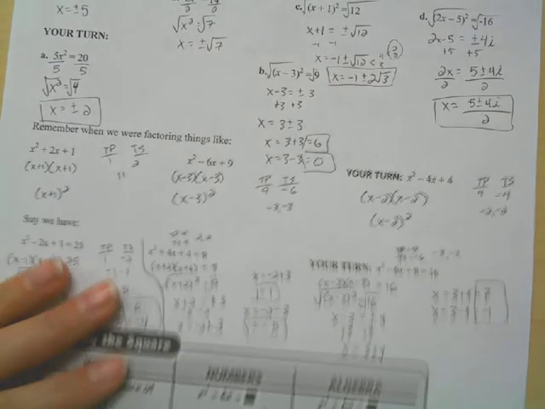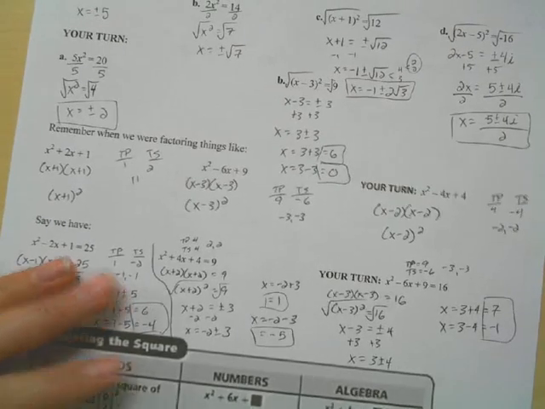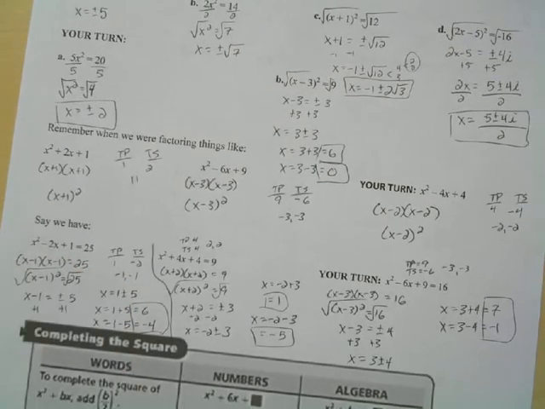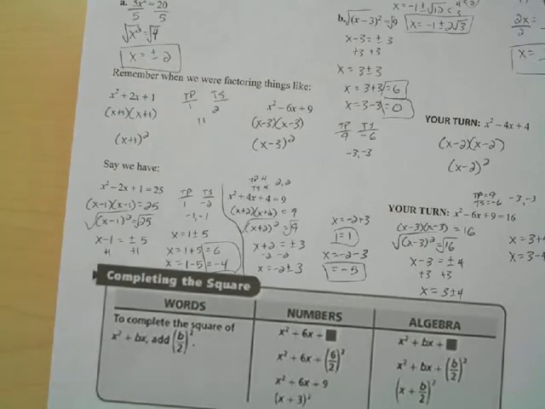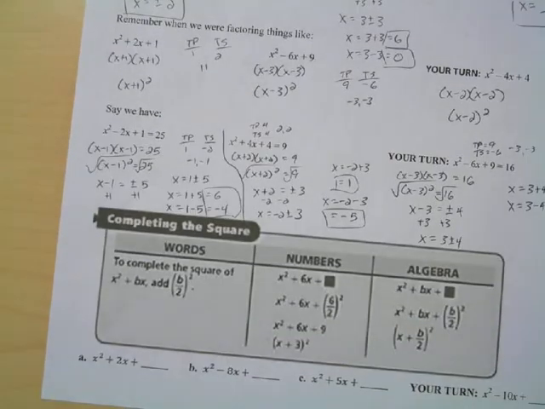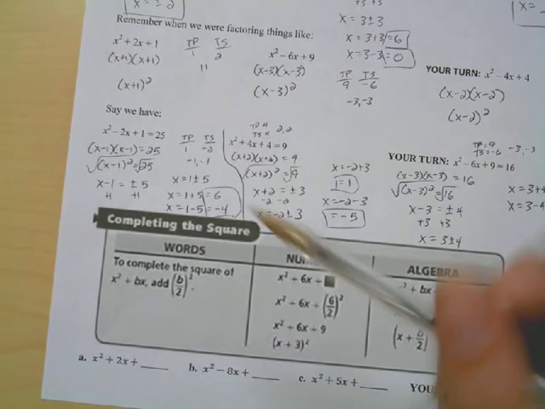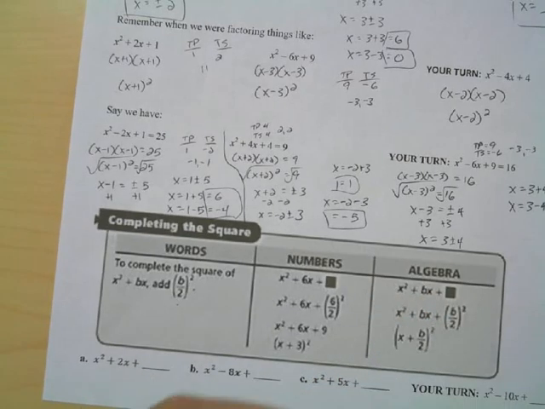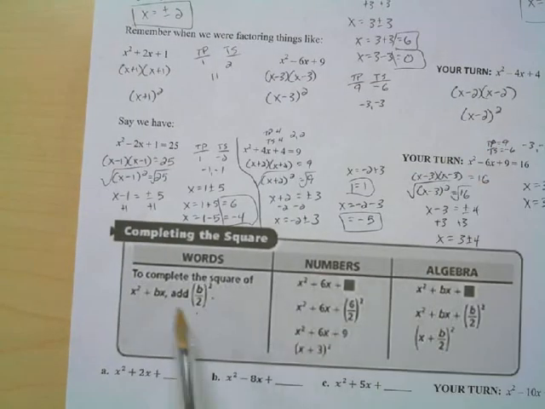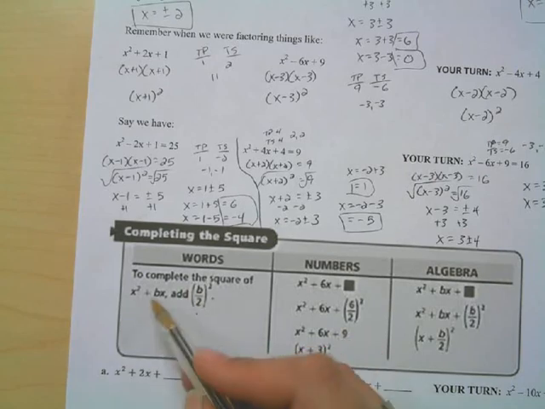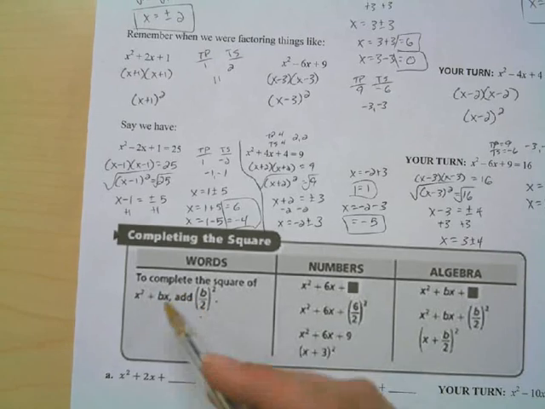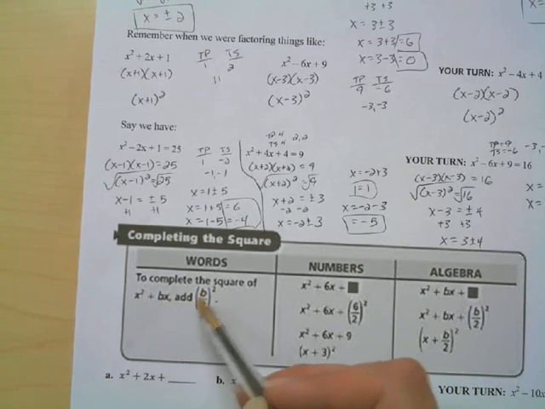So now we're going to take those skills and we're going to do completing the square. So we're almost to solving by completing the square. Completing the square is a process where we create perfect square trinomials. To complete the square, what you do is take half of b and square it. So b is the number next to x, the coefficient of x. You'd take that divided by 2, find that answer, and square it.